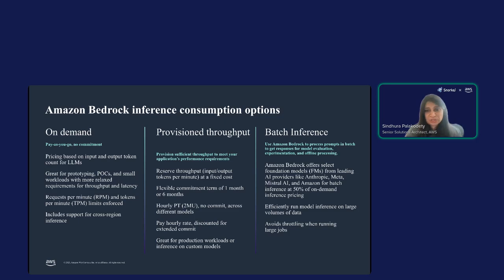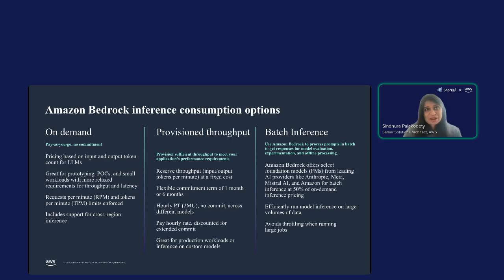But if you are at a production stage and you need more options which can help you reserve the throughput, that's when you can use provisioned throughput, where you can provision sufficient capacity in order to meet your application's performance requirements. So definitely read up more about provisioned throughput when you have finished experimenting and want to go to production.